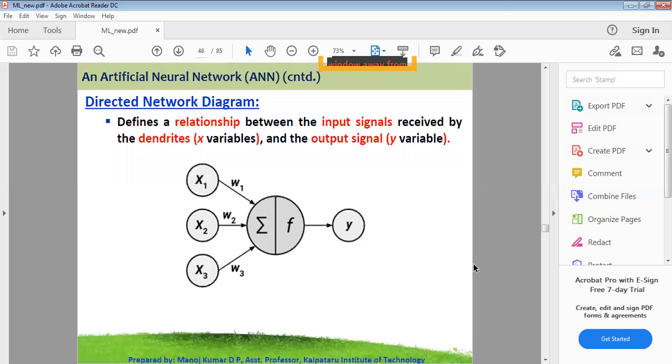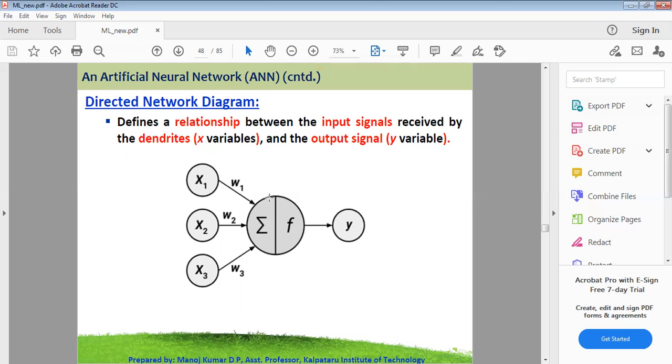For that, now you see, we are giving different inputs: x1, x2, x3 with weights w1, w2, w3. So x1, x2, x3 are the inputs. We go with the input signals received by the dendrites. Can you tell what a dendrite is? A dendrite is the part inside the neuron that receives input. So the x variables, the input variables, are like the dendrites, and the output signal we call y, where y is a variable.